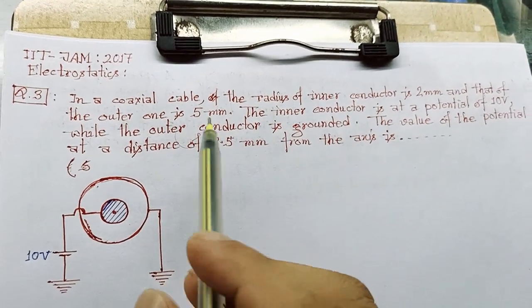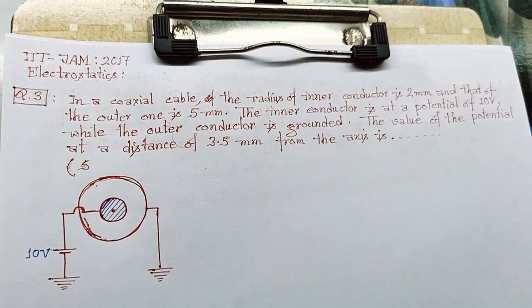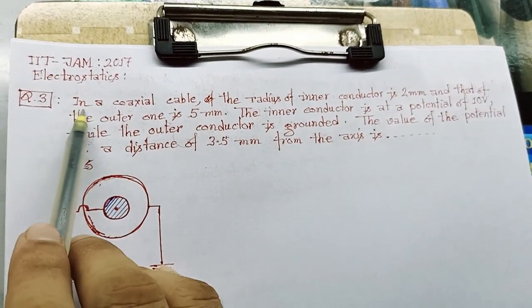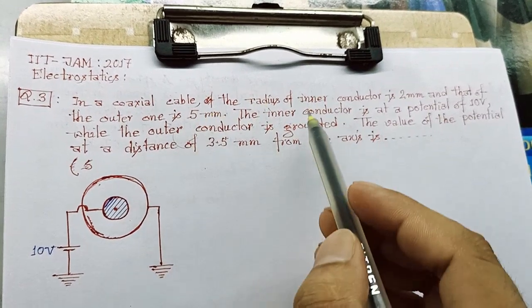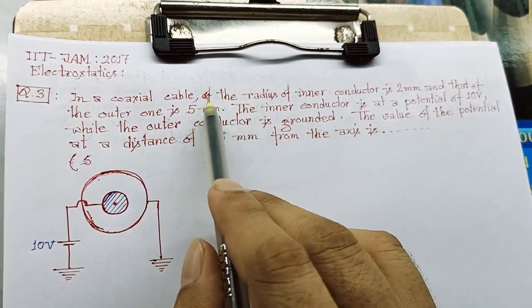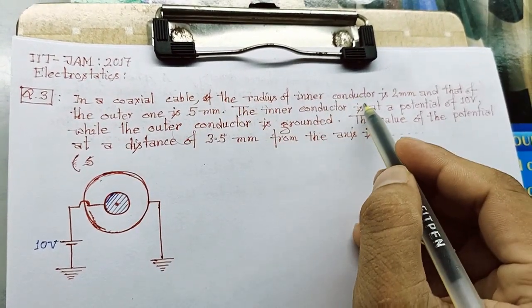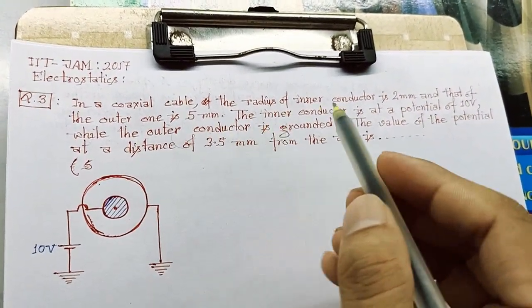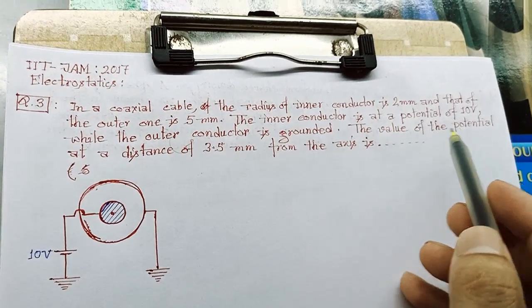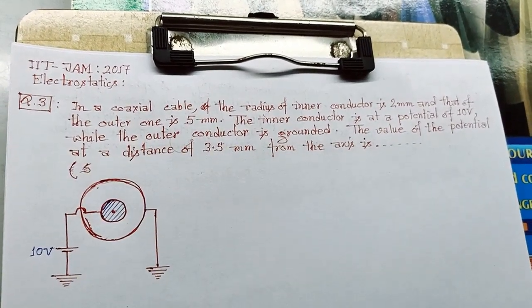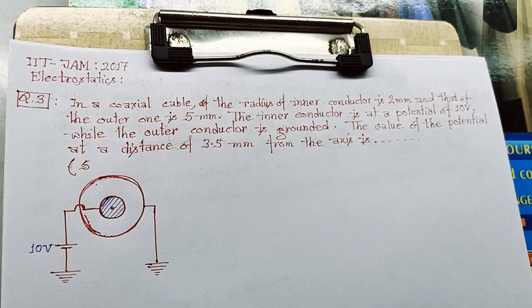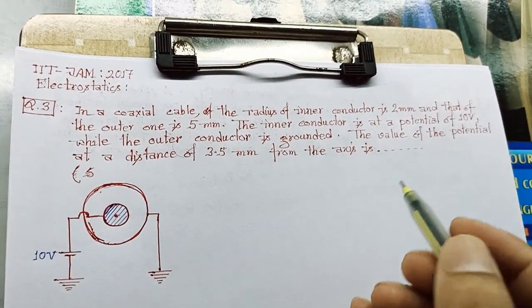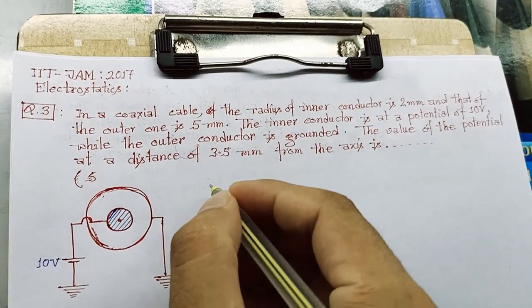Here's a question from IIT JAM 2017 from electrostatics. Now it is question number 3. In question number 3, it is given that in a coaxial cable, the radius of the inner conductor is 2 mm and that of the outer is 5 mm. The inner conductor is at a potential of 10 volt while the outer conductor is grounded. The value of the potential at a distance 3.5 mm from the axis is what? So let's solve this question.